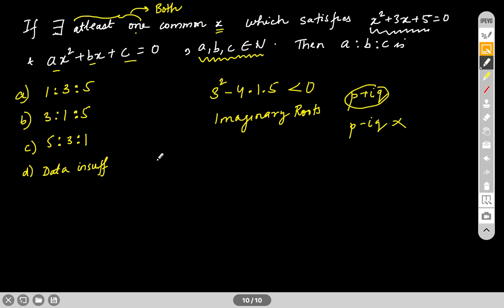So that means A by 1 should be equal to B by 3 is equal to C by 5. That means the ratio is 1 is to 3 is to 5. Both of them have to be equal because both have to be imaginary, as this discriminant is negative. It can't have one root imaginary and the other a different imaginary, correct? Okay, got it now.